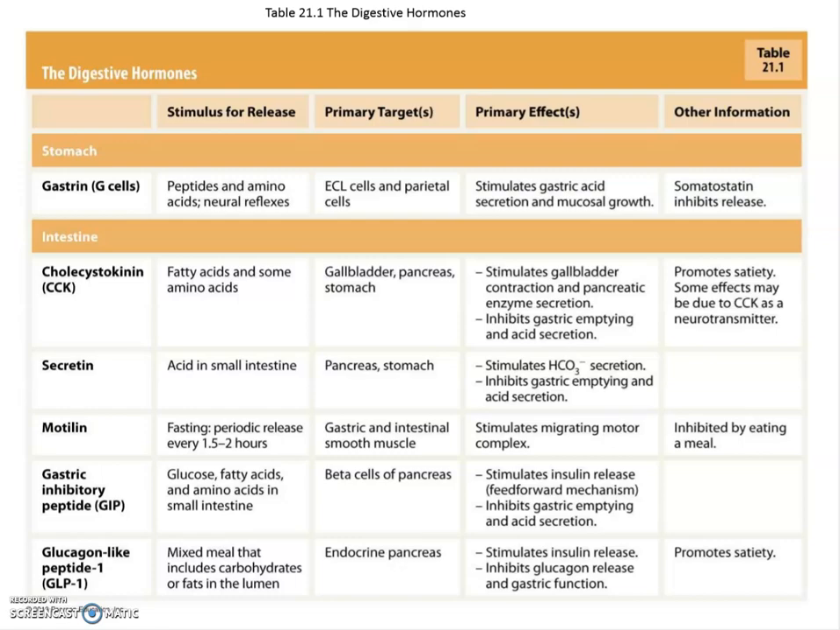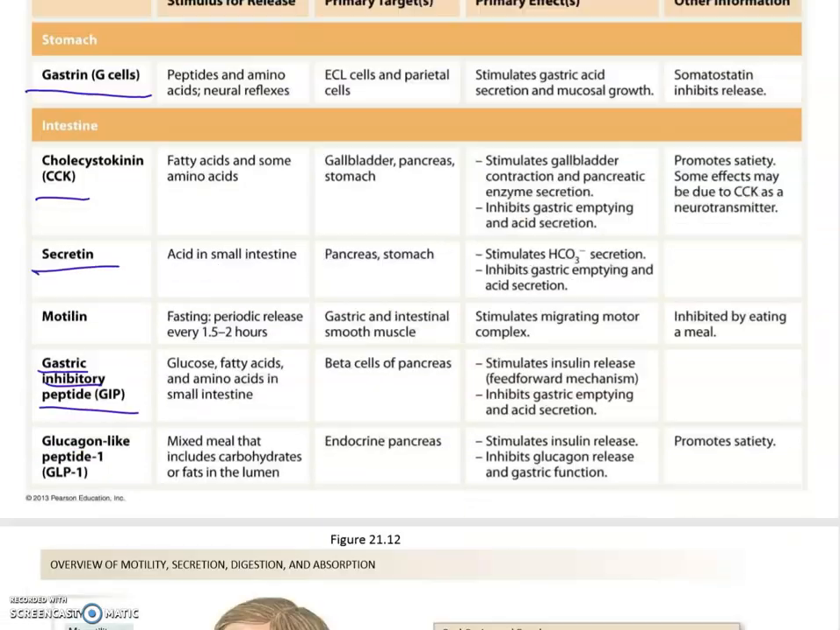In this third part, we're going to start by taking a look at this table, showing the digestive hormones. I'm going to help you understand which ones are really important for your course. In the stomach, we have gastrin from the G cells. It's very important. And in the intestine, we have CCK, cholecystokinin. We also need to know about secretin and the gastric inhibitory peptides. So here you have it. You can look at this table for your reference.